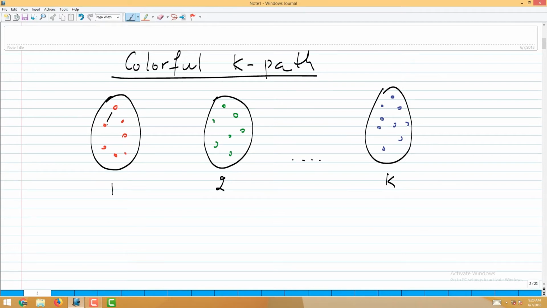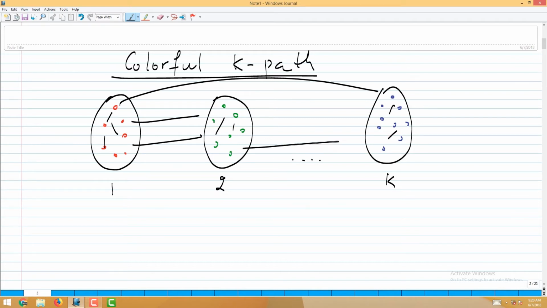There are edges in the input graph. They could be anywhere. There could be edges even inside one color class, because what I gave you was not a proper coloring. So this is how the input looks, and we are interested in whether there is a path of length k that uses exactly one vertex from each color class. That's the question, right? So again, this is the input and the goal is to see if there is a path that uses exactly one vertex from each color class.